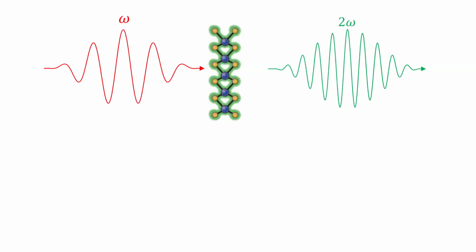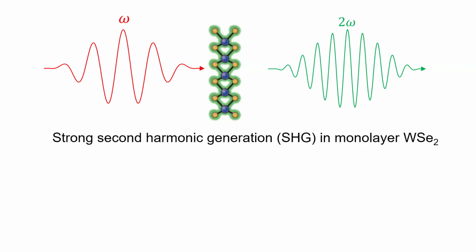In this kind of system, if we shine a light with a frequency omega, we can detect 2 omega light. This is because of the nonlinear optical response happening in the system. And in monolayer TMD, like WSe2, it has strong second harmonic generation.